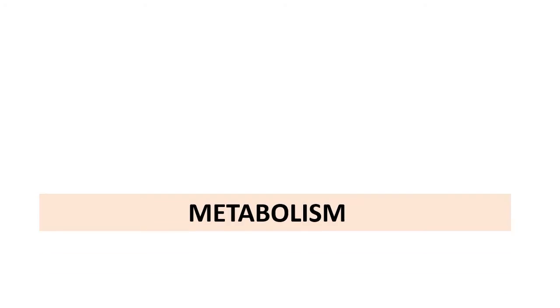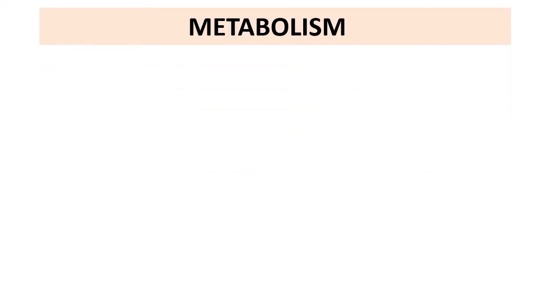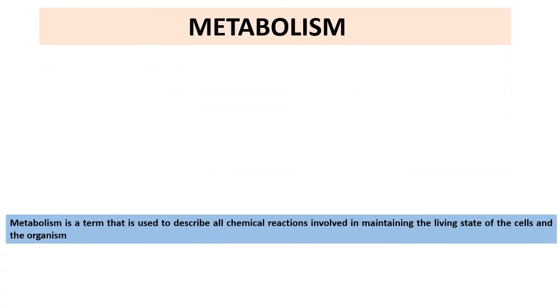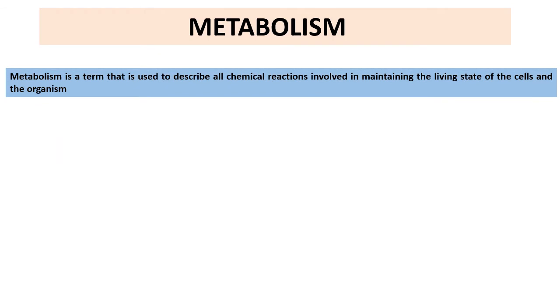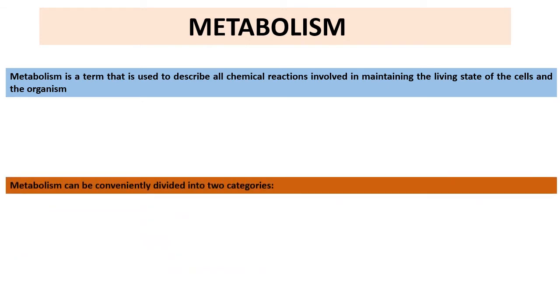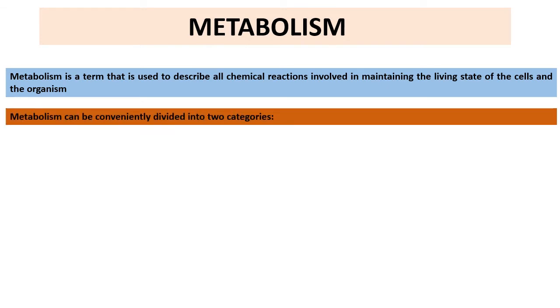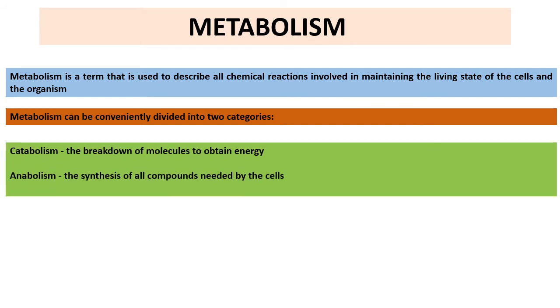So the topic is, what is metabolism? Metabolism is the sum total of all the chemical reactions taking place in a living cell that maintain the living state of cell and organism. For convenience, we divided metabolism into two categories: anabolism and catabolism. Catabolism is the breakdown of molecules to obtain energy, and anabolism is the synthesis of all compounds needed by the cell.